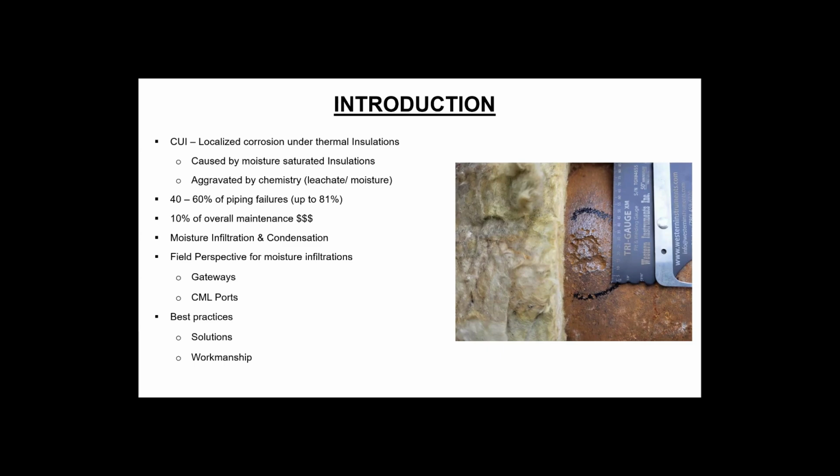When we talk about CUI, the very first thing that comes to our mind is the moisture under the insulation. The moisture comes from either infiltration, direct intrusion from rain or snowfall, or from condensation. These are the two main mechanisms by which moisture ends up at the pipe insulation interface. In this presentation I'm going to talk about some field perspective of moisture infiltration.